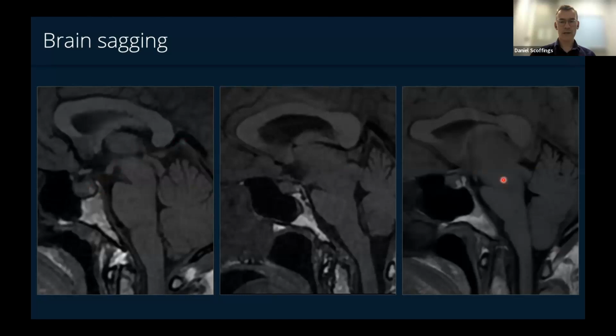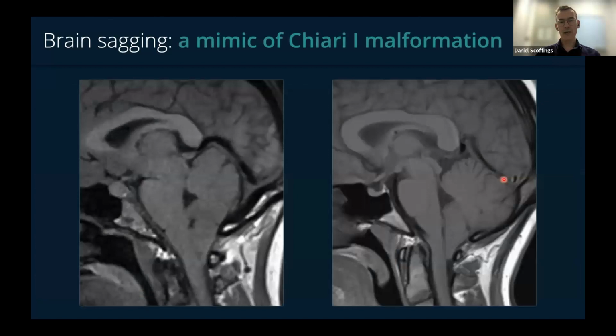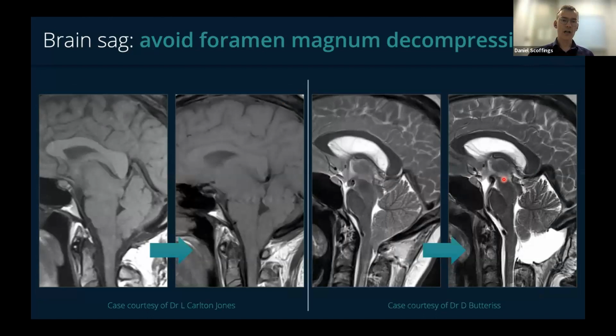So brain sagging is a mimic of a Chiari-1 malformation, and it's not uncommon to see cases of SIH misdiagnosed as this. And this can lead to inappropriate treatment with foramen magnum decompression, which is unlikely to be beneficial for these patients. So these are two patients who've got SIH who have undergone foramen magnum decompressions. So how can we distinguish this?